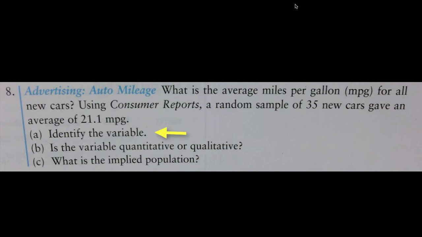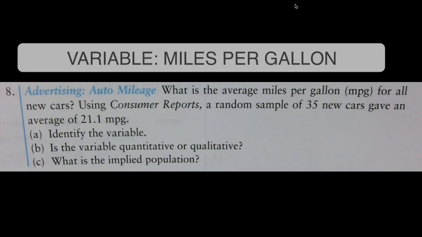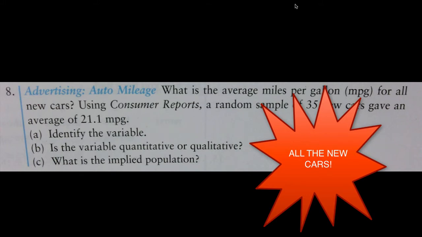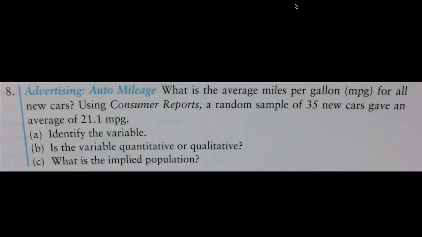We're going to identify the variable. This is the characteristic that is being measured or observed. We are observing miles per gallon, so that would be the variable. Is the variable quantitative or qualitative? First of all, we are not placing miles per gallon into a category or group, and obviously miles per gallon does reflect a numerical value or a measurement, so the answer is quantitative. Now, what is the implied population? Well, the implied population would be all the new cars in the United States that we're calculating the average miles per gallon. Okay, so that was problem number 8.